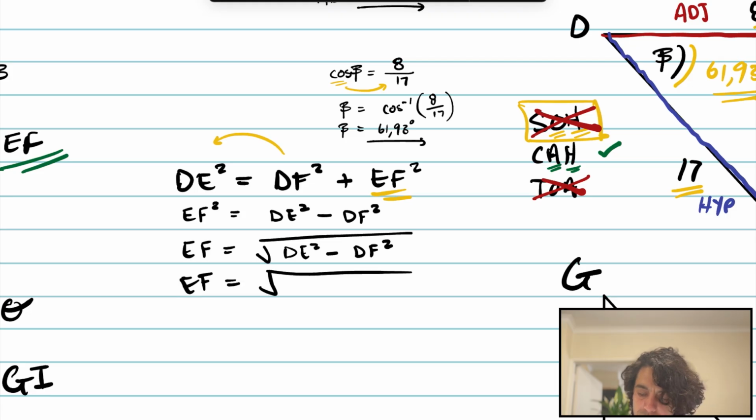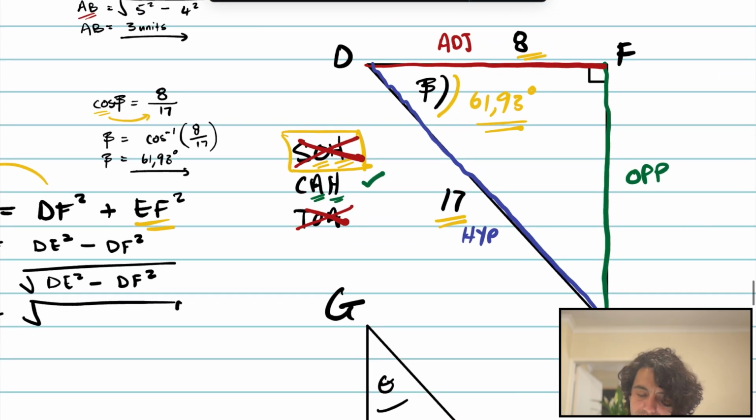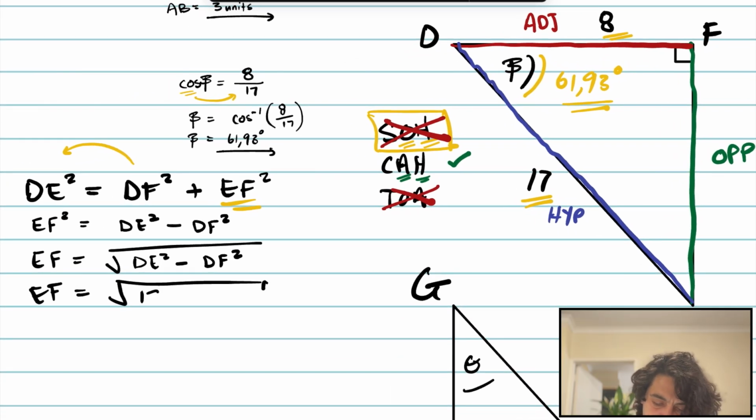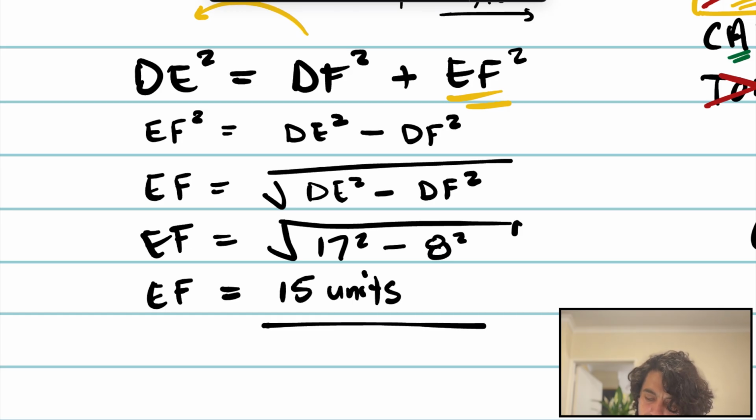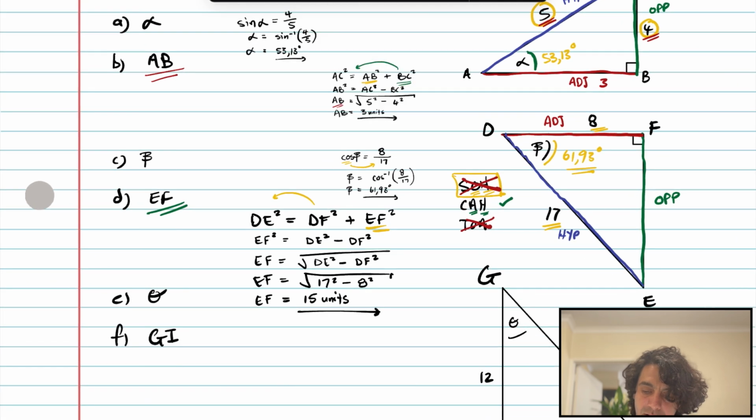Type it in my calculator. Do not forget to square these, please. So I get DE squared, which is my hypotenuse, that is 17 squared, minus DF squared, which is 8 squared. Use your calculator for this. EF pops out to be a perfect 15 units. Very, very nice. Notice how that is a nice, beautiful whole number.